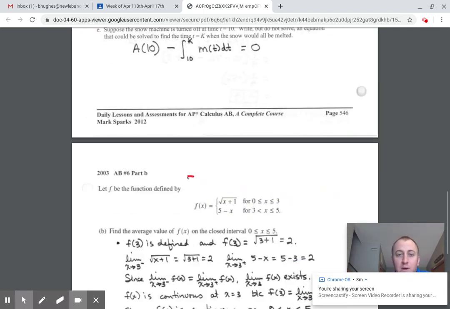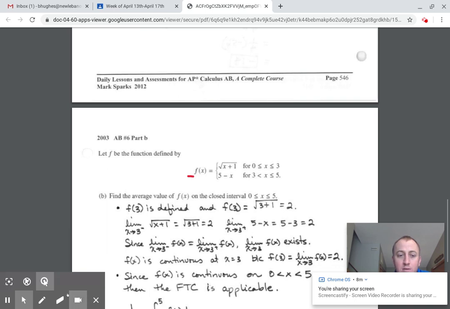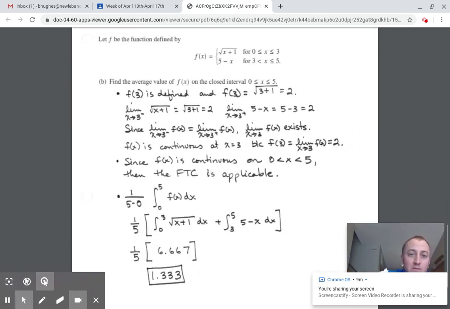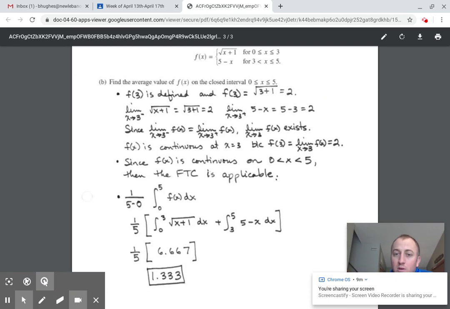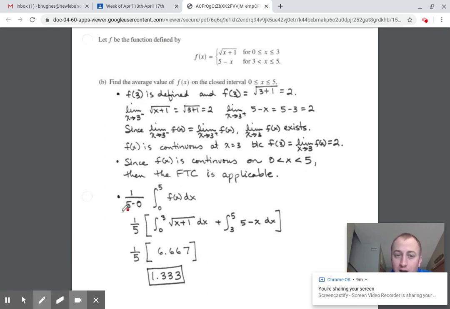Here's just kind of a free response question. This was from 2003, question number 6, part B. We have, let f be a function defined by that piecewise defined function. It says find the average value of f of x on the closed interval from 0 to 5. I know that the average value would be, since we're going from 0 to 5, 1 over 5 minus 0, times the integral from 0 to 5 of f of x dx.